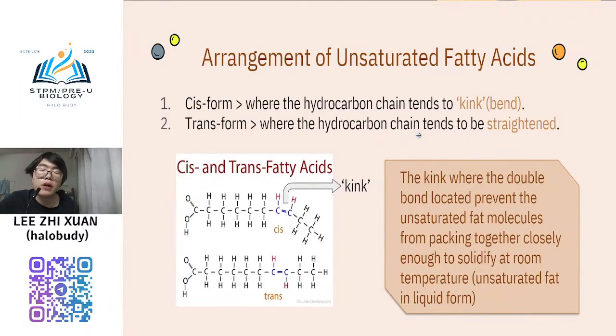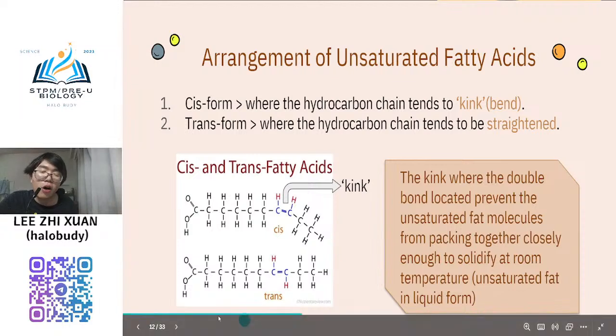And also the arrangement of unsaturated fatty acid is different compared to saturated fatty acid. Saturated fatty acid is totally a straight chain. They are saturated because they are single bonded, and all the carbons are filled up with hydrogen atoms. So they will produce only a straight chain. But in unsaturated fatty acid, due to the presence of double bond, they can be either a bent chain or a straight chain, based on the structural form.